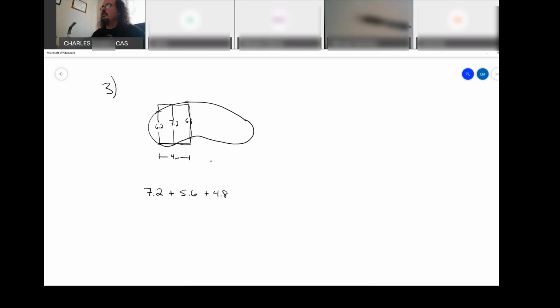All of these have the same width, so we can multiply them all by 4, and then that gives us the approximate area of that pool. So let's do that. So we get 7.2 plus 5.6 plus 4.8, and then times 4, 70.4. And that would be square meters would be the units on that. Okay. Any questions on that one?